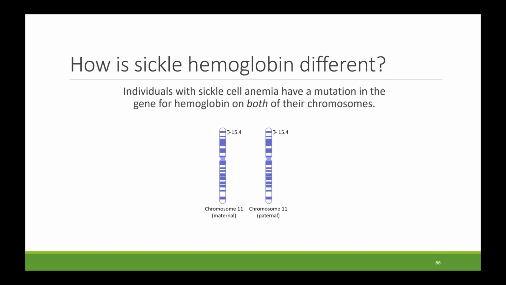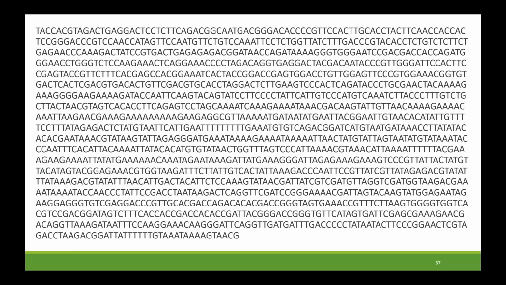Individuals with sickle cell anemia have a mutation in the gene for hemoglobin on both of their chromosomes, not just one, but both. A mutation is a change in an organism's DNA. So on the next slide, I'm going to show you the sequence of letters of the DNA template strand for the normal hemoglobin gene. This is the same thing that we saw previously. It's just the original DNA instead of the messenger RNA. And now I'm going to switch it to the gene sequence for sickle hemoglobin.